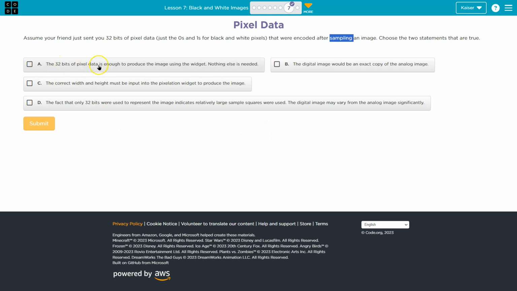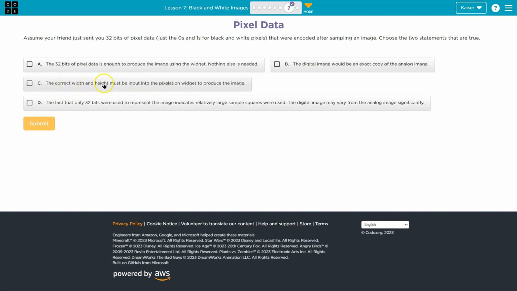Alright, the 32-bit of pixel data is enough to produce the image using the widget. Nothing else is needed. Well, this is something we can test. I want to hold off on that one. The digital image would be an exact copy of the analog image. If we're sampling it, we're already saying, I believe, it's not an exact duplicate. If you're sampling something, you're not recreating it perfectly.